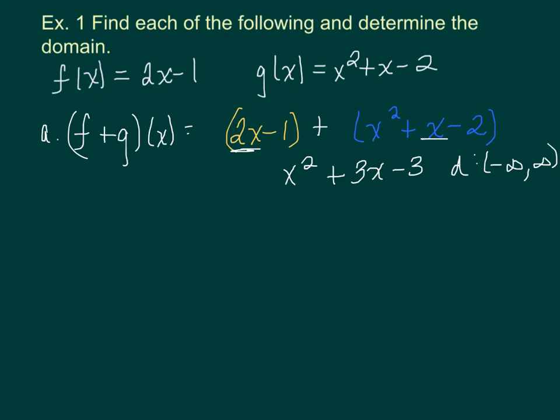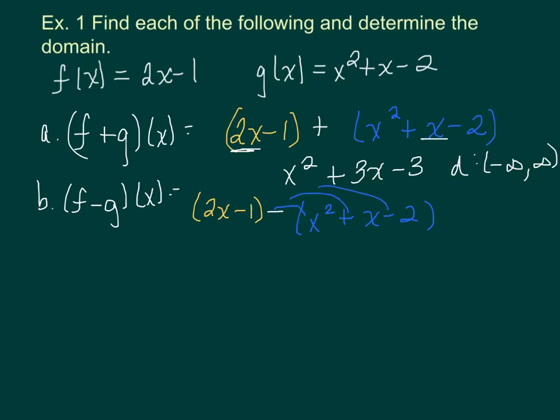Okay. Subtraction is similar. So you're going to take 2x minus 1. And now we're going to subtract x squared plus x minus 2. So be careful with this negative. So that's going to give us negative x squared. Now we have 2x minus x, which is 1x. Negative 1 minus negative 2 is positive 1. And then our domain is still negative infinity to positive infinity.